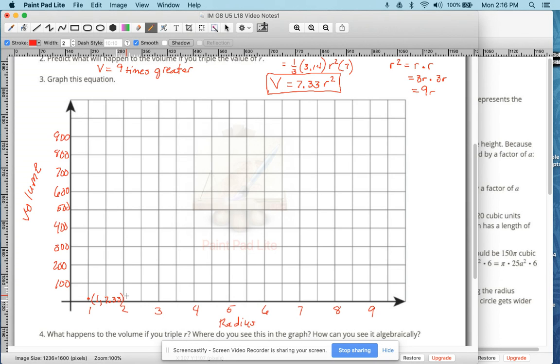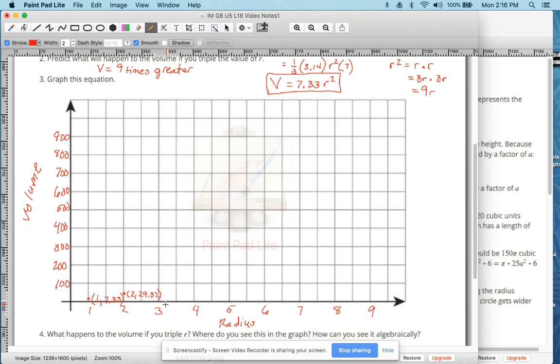That's my coordinate point. If my radius is 2, I'm going to have 4. Radius 2 squared is 4. 4 times 7.33 is 29.32. So I'm going to go to 2, and again, it's going to be almost a third, and I'll label it 29.32.